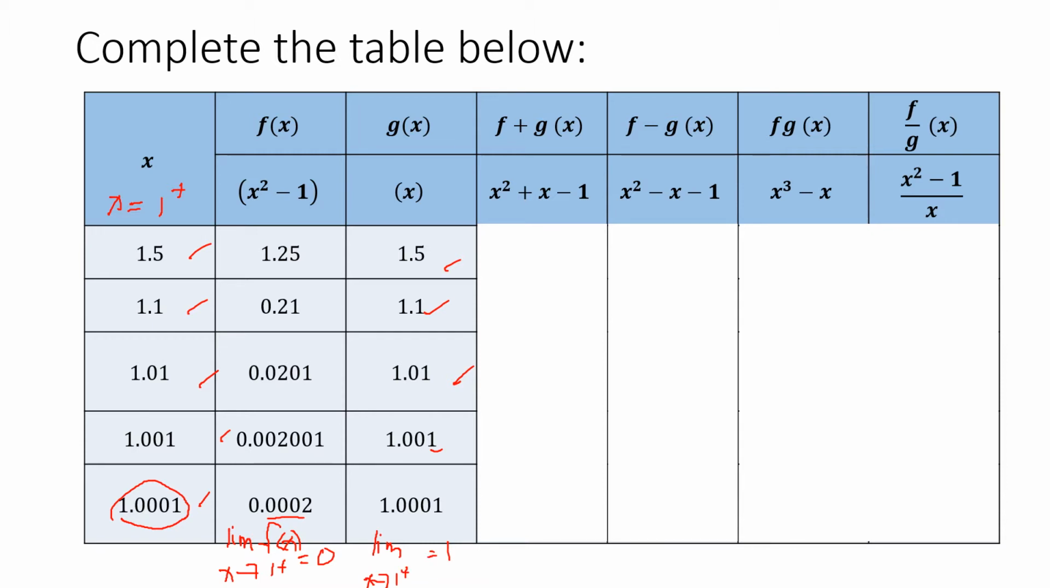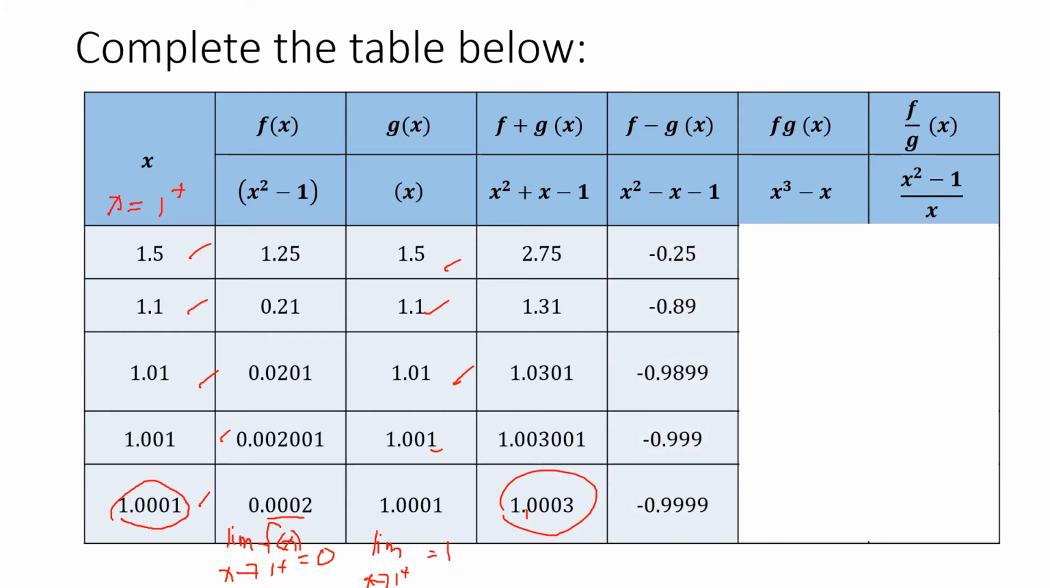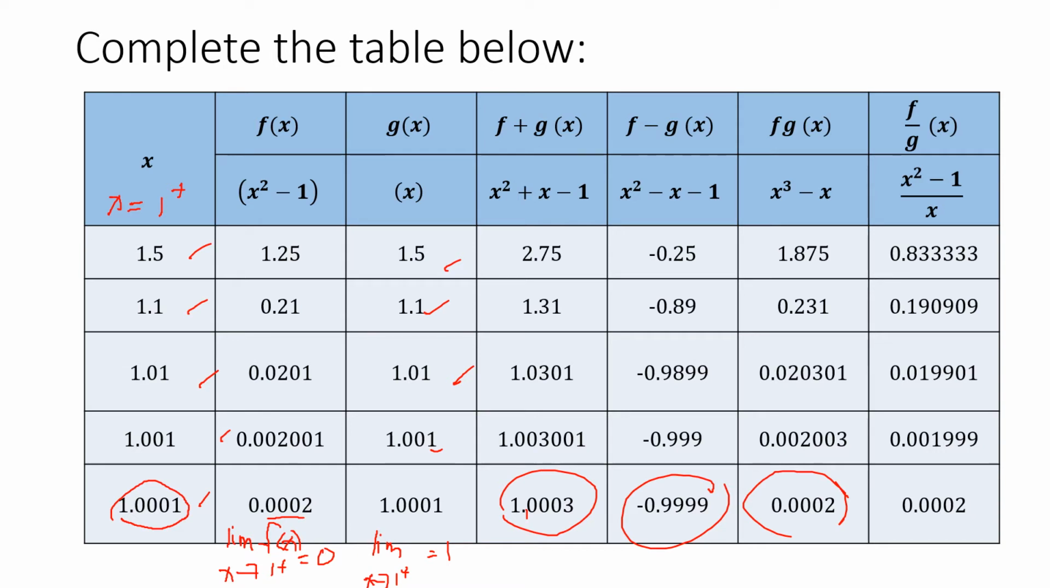Now let's look at how the limits of these functions behave as we add, subtract, multiply, and divide these two functions. F plus g of x seemingly goes to 1. F minus g of x seemingly goes to negative 1. F times g of x seemingly goes to 0. And f over g of x seemingly goes to 0 as well. Now how do we make sense of that?